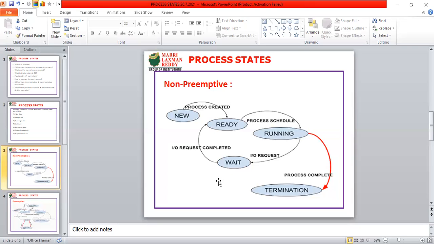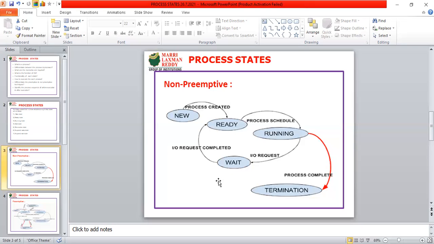After the process is created, it is in main memory. Now all processes are in the ready queue, in the ready state. In the ready state, the queue data structure is followed. What is the queue data structure? First in, first out. Entering at the rear and deleting at the front. The rear and front are used in the queue data structure.